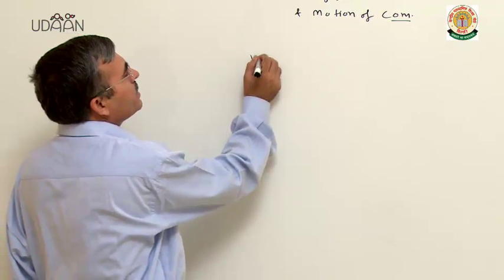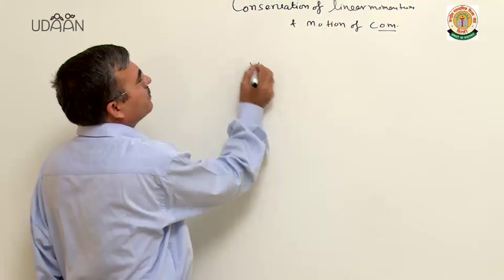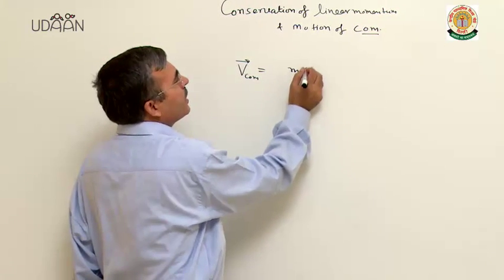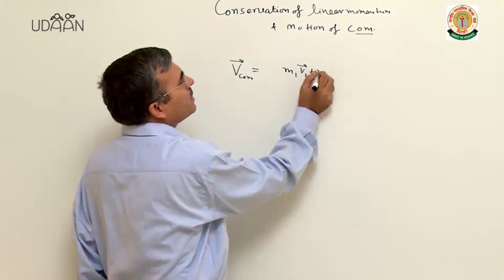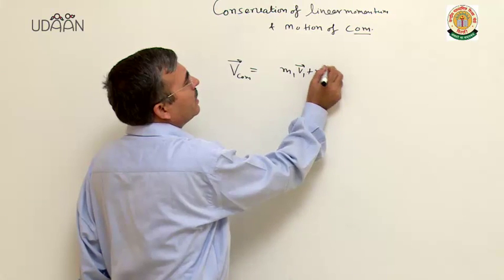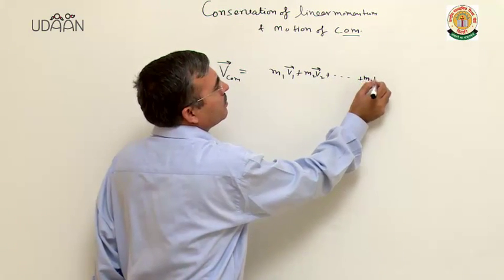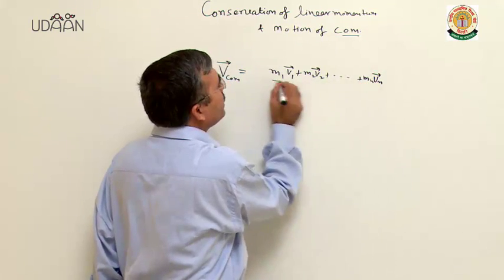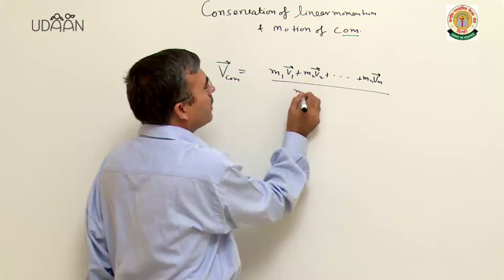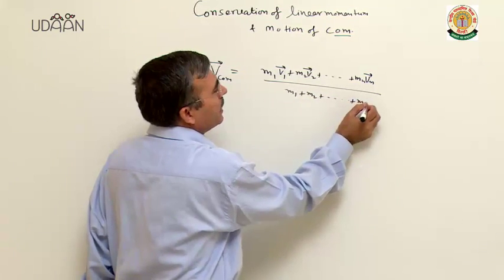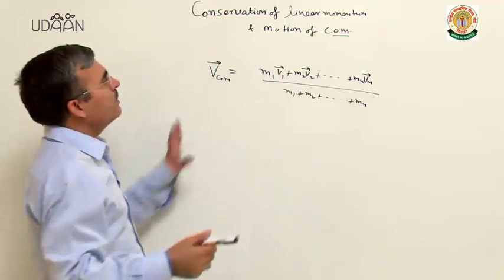Velocity of center of mass is m1 v1 vector plus m2 v2 vector plus and so on plus mn vn vector divided by m1 plus m2 plus and so on up to mn, the total mass of the system.